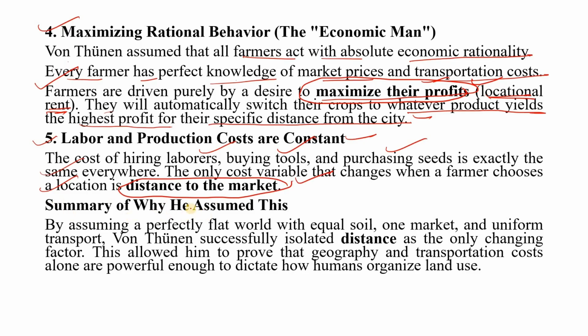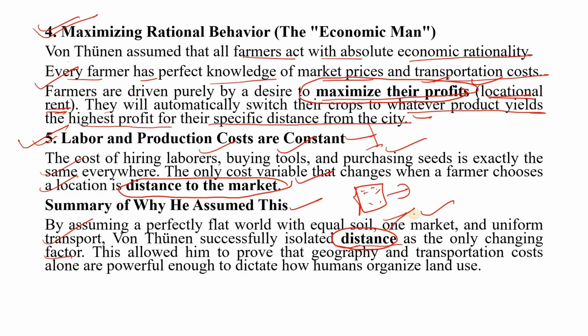Summary of why he assumed this. Okay, by assuming a perfectly flat world with equal soil, one market and uniform transport, von Thunen successfully isolated distance as the only changing factor. Okay, what is changing here? Everything is constant here. If the labor and production cost is constant, the behavior of the farmers is constant, and the route of travel is constant. Everything is constant, and the land is also constant. There is no change anywhere in the piece of land. Every bit of land is flat and equally fertile. So what is changing? Only one thing is changing, that is distance.